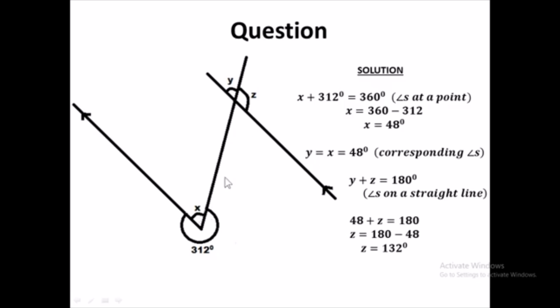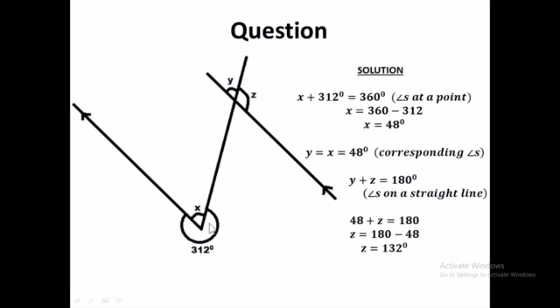Then if that should be the case, we are going to be using the angles on parallel lines and angles at a point to solve this problem. Reason being that we can find this angle X first. We are given that the angle that is here is 312 degrees. For this to complete the angle at a point, this angle X here needs to be found so that we can have angles at a point.